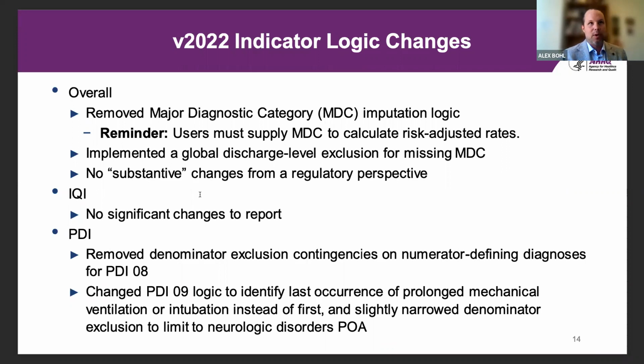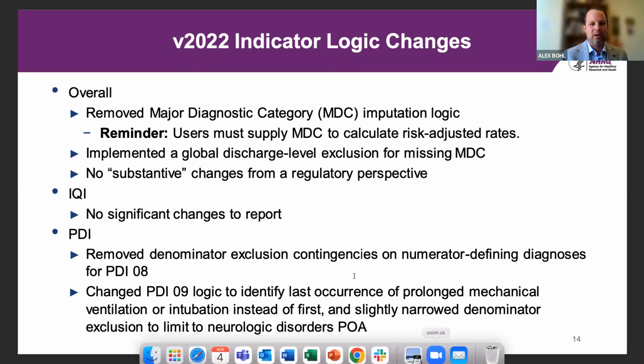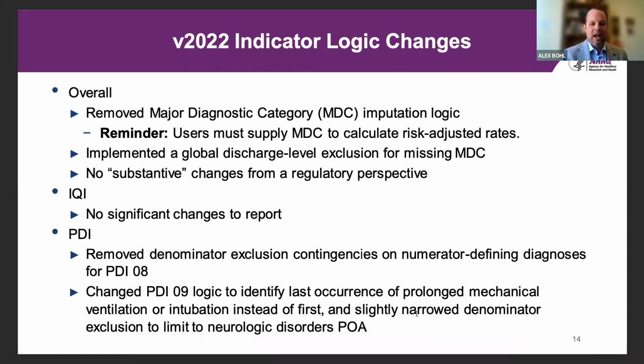For PDI 9, which is postoperative respiratory failure, you'll see changes to the logic where we identify the last occurrence of certain procedures, in this case, prolonged mechanical ventilation or intubation. We also slightly narrowed the denominator exclusion that was focused on neurological disorders, only focusing on those that were present on admission. Next slide, please.